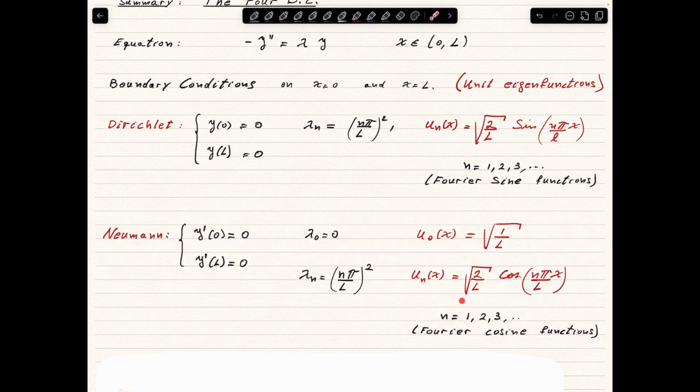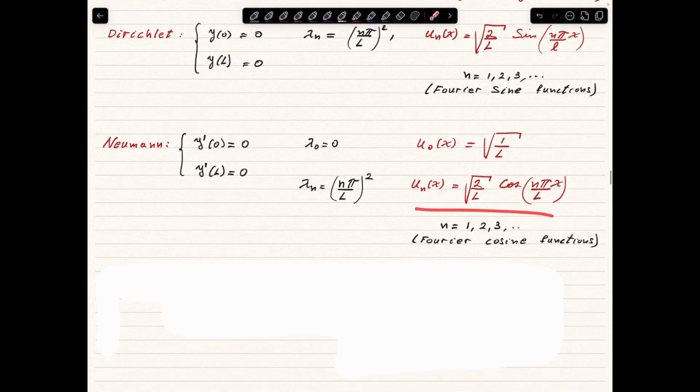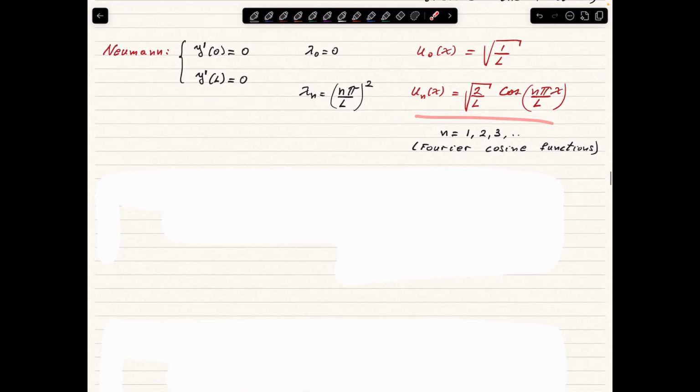For Neumann, the length is going to be the same as for Dirichlet for the eigenfunctions with n equal 1, 2, 3, up to infinity. But recall, Neumann also has eigenvalue 0. And then the unit eigenfunction is actually the square root of 1 over L, not 2 over L, only 1. Just do the calculation and you're going to see that this is the correct unit eigenfunction for lambda equals 0. And these are the unit eigenfunctions for the other eigenvalues.